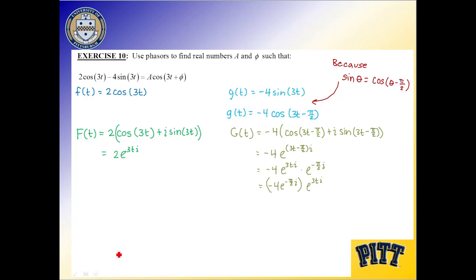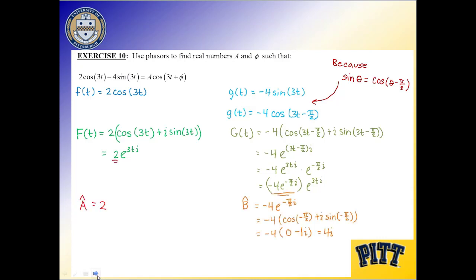Of course, when I employ the new formula, Euler's formula, saying that cosine of 3t plus i times the sine of 3t is the same thing as e to the 3t i power. Same thing with the cosine of 3t minus pi over 2 plus i times the sine of 3t minus pi over 2. I'm going to end up with e to the (3t minus pi over 2) i power. Of course, the negative 4 and the 2 just come along for the ride. And I want to figure out the phasors of each one of these.